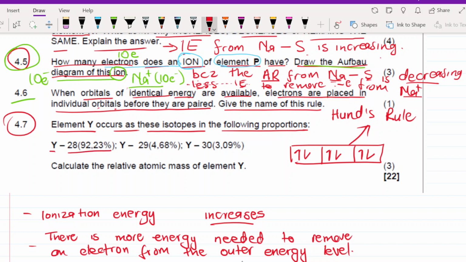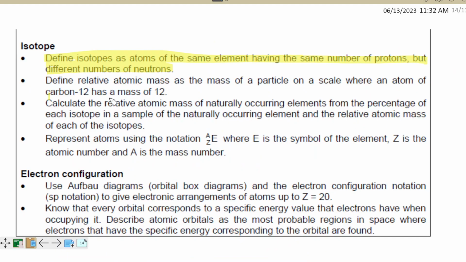Y has this isotope, another Y has that isotope, another Y has that isotope. Now an isotope, what is an isotope? Before we go to the question, here is a definition. Isotopes are atoms of the same element having the same number of protons but different number of neutrons. So that is an isotope.